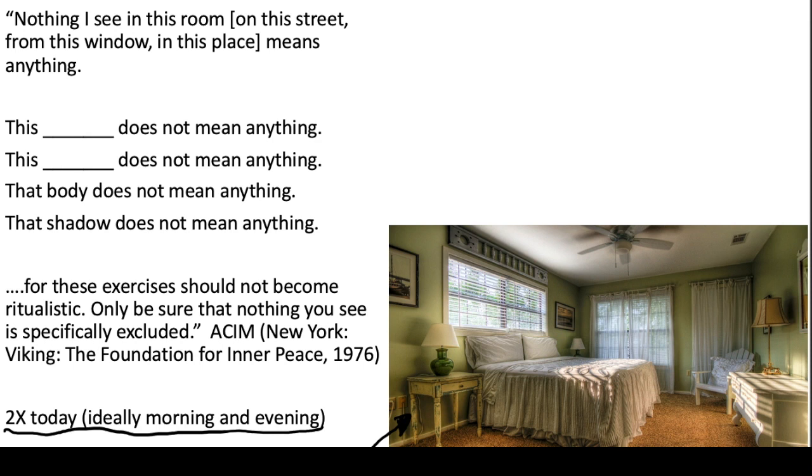So nothing in this room, on this street, from this window, or in this place means anything. So obviously they just want you to choose one of those 3, whatever is reality. So we'll say that our reality is this bedroom. So the idea being, say you're sitting on your bed, and then you just pick something very randomly and just say, this lamp does not mean anything. This window does not mean anything. This chair does not mean anything. And you're just casually going around the room and just saying that these things do not mean anything. You can even look at your own arm and say, this arm does not mean anything.